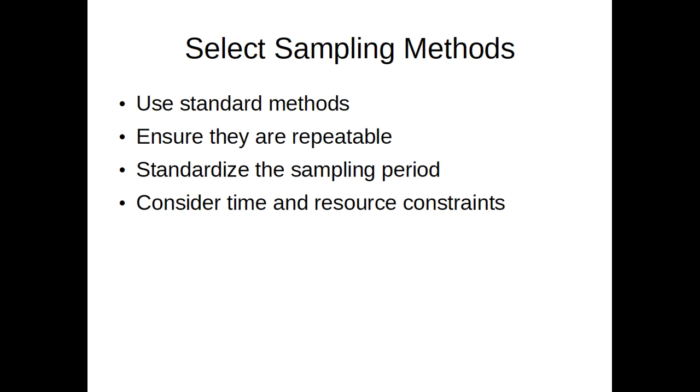Retain some flexibility in sampling period. Although it is important to maintain a standard sampling period, it helps to retain some flexibility in scheduling sampling. Annual climatic variations can delay or accelerate biological processes. Consider time and resource constraints. Biologists are often tempted to create elaborate sampling designs using several methods. However, the complexity of the methods must be balanced with the time and resources available.